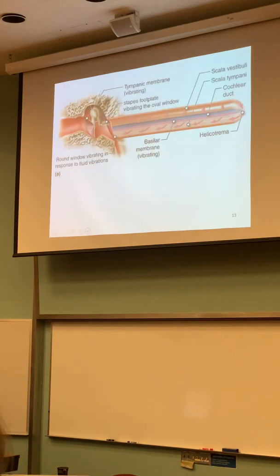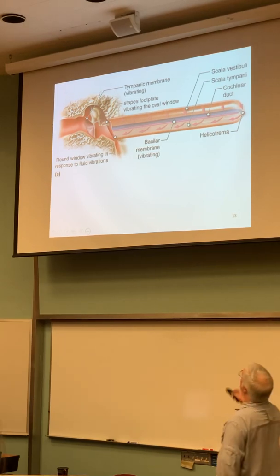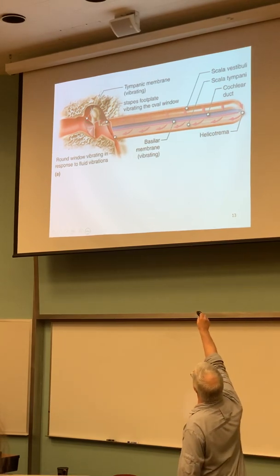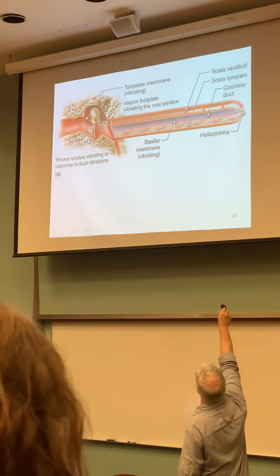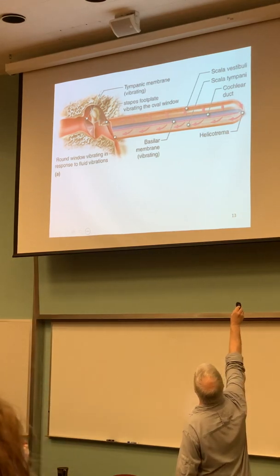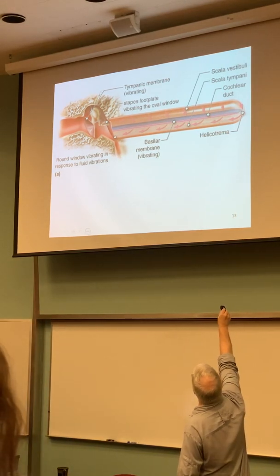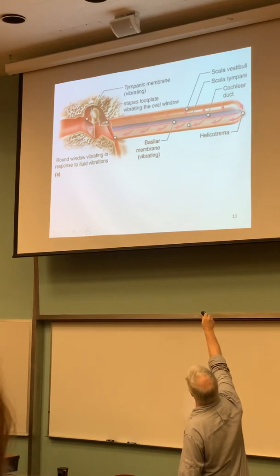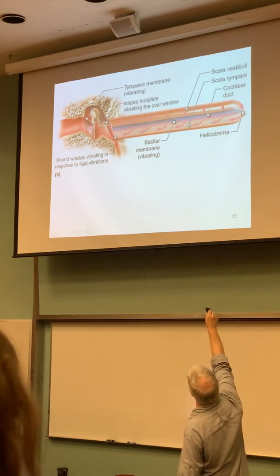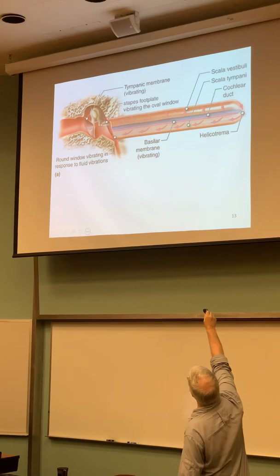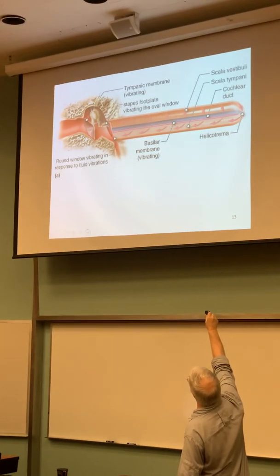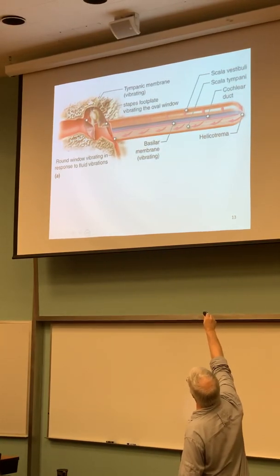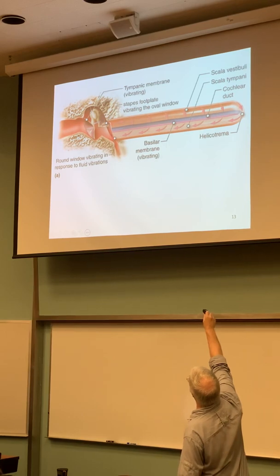Okay, so here's the first thing about hearing, is that we're gonna create a pressure wave moving through this fluid. And the pressure wave is gonna come around the end, and it's gonna exit out through the round window. So we're gonna create the pressure in the oval window, and we're gonna relieve the pressure in the round window. We create it in the oval, and we're gonna relieve it in the round.